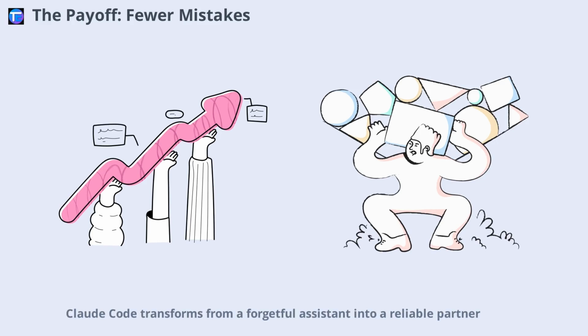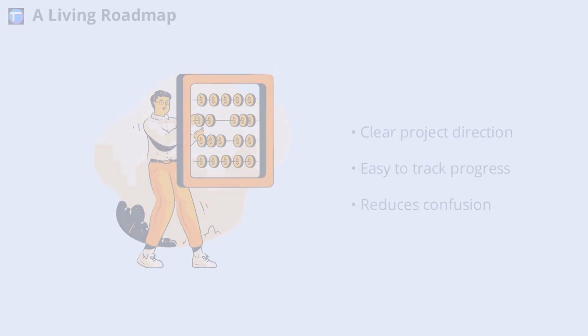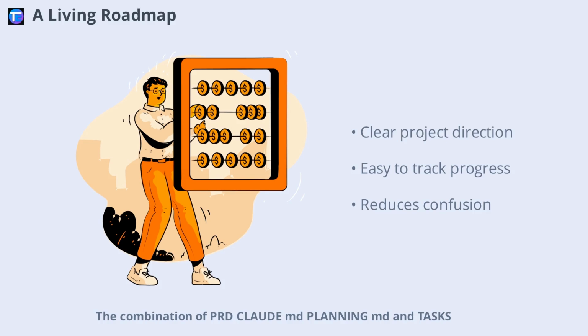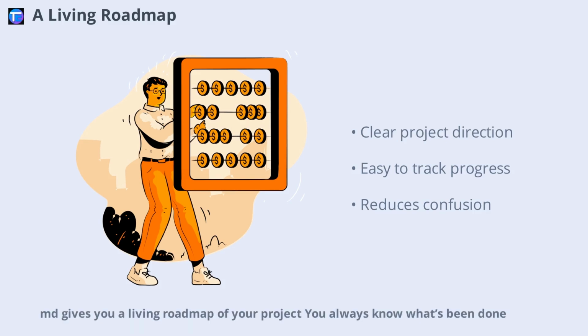Claude Code transforms from a forgetful assistant into a reliable partner, always remembering what the project is about and never redoing completed work. The combination of PRD, CLAUDE.md, PLANNING.md, and TASKS.md gives you a living roadmap of your project. You always know what's been done, what's next, and why each decision was made. This structure not only saves time, but also reduces stress and confusion for everyone involved in the project.